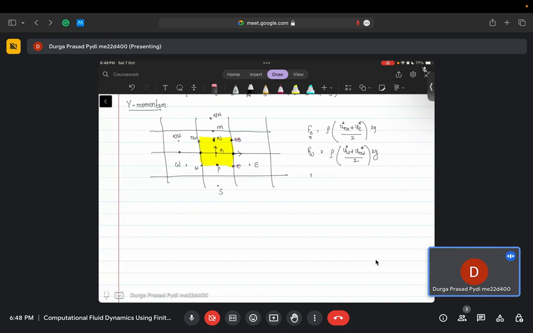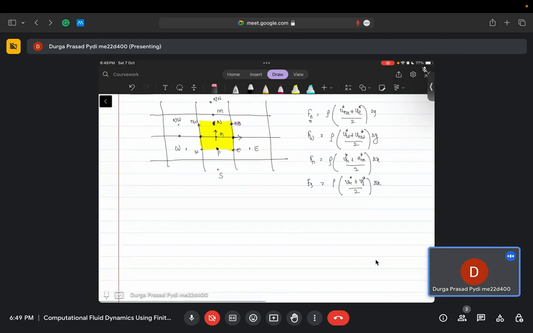The next step is F north and F south. F north is at capital N. How will I calculate the value of V at capital N? It is VN plus VNN by 2. Similarly, you will do it for south. South is this, so you have VN and VS. So now you have all your F.